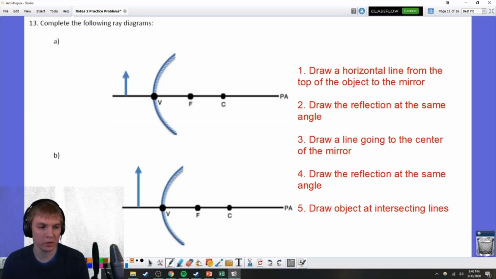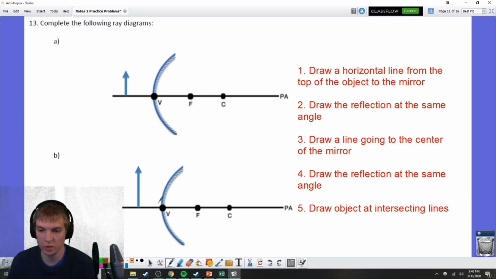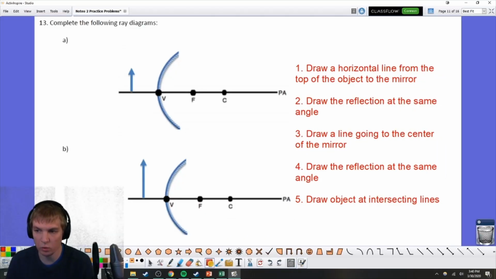So we are no longer dealing with concave mirrors. We're doing convex mirrors. So let's try to do these ray diagrams. The same rules apply to both concave and convex mirrors. It's the same rules. First rule being that we're going to draw a line going from the top, and then this one goes through the focal point.